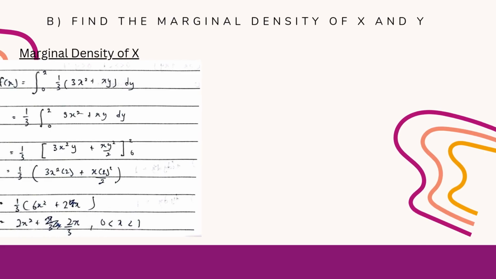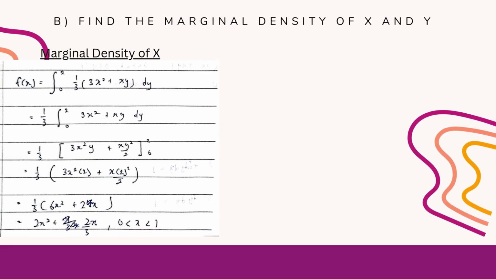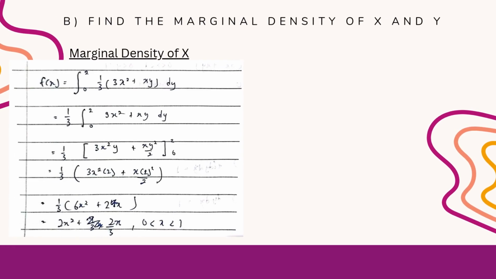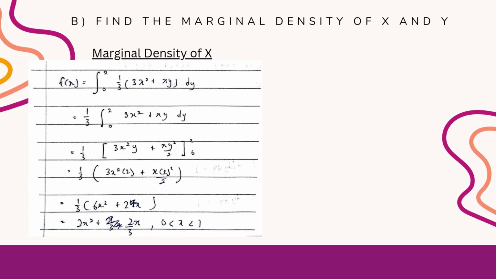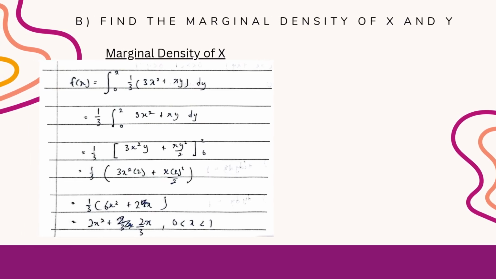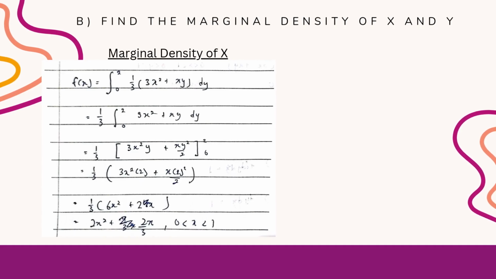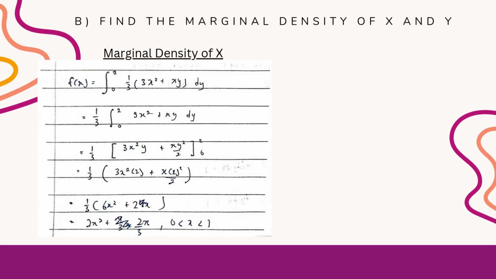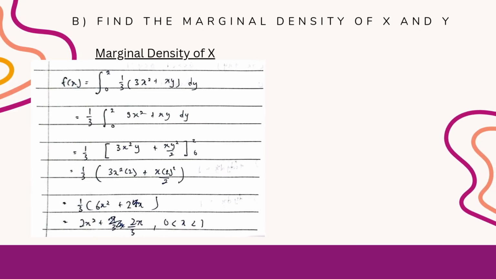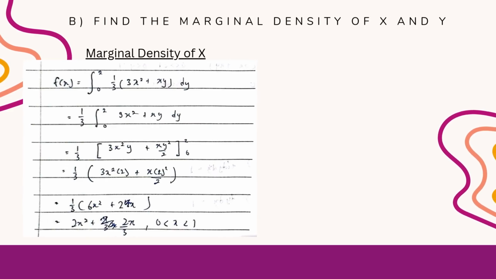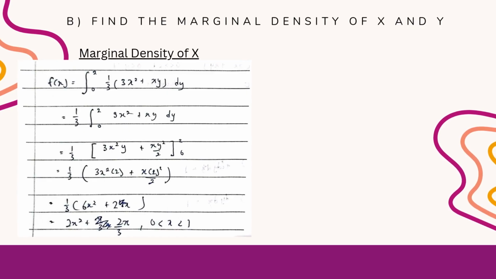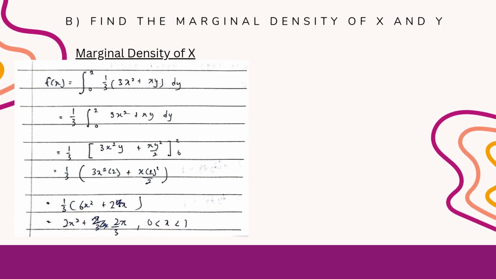For question B, it asks to find the marginal density function for x and y. So for x, the equation will be 0 approaching 2 integrate 1 over 3 in bracket 3x squared plus xy dy. And then we will integrate it with respect to y. So we will get the final answer, which is 2x squared plus 2 over 3 x, where x is less than 1 but more than 0.